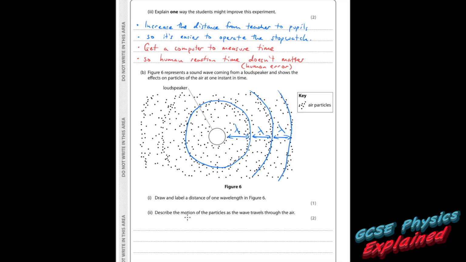Part 2. Draw the motion of the particles as the wave travels through the air. So it's sound, which is longitudinal. So let the examiner know that you know it's longitudinal. And if the wave is travelling that way, then the direction of the vibrations is backwards and forwards, which is parallel.